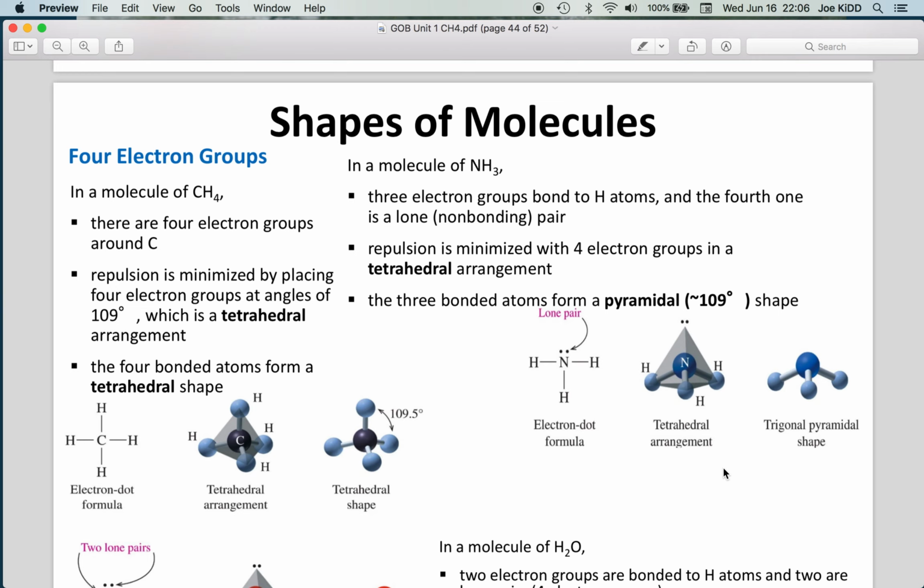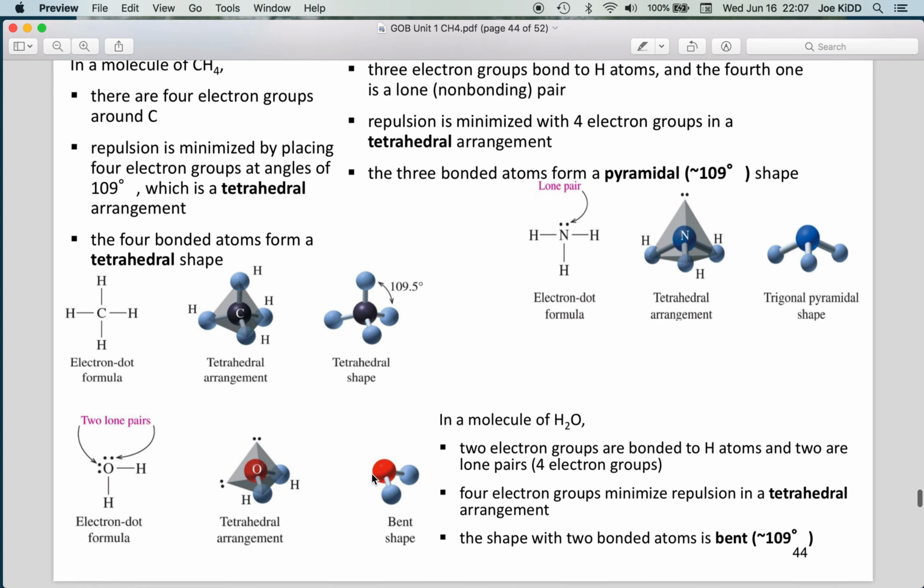Next would be 4 electronic groups. In a molecule with 4 electronic groups, the really good example that we always go to is methane, CH4. If this is our electronic dot formula of it, it's drawn in a tetrahedral arrangement, we call it. And this is kind of hard to visualize.